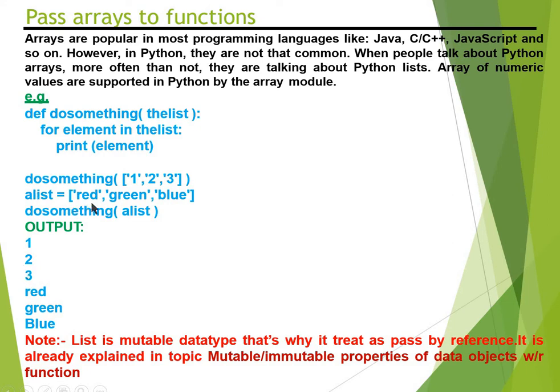Then list is equal to red, green, blue. Another list we have assigned, and then calling the same function, red, green and blue will be printed. So list is a mutable type. That's why it is treated as pass by reference. We have already seen the properties of mutable and immutable data types. So when we talk about arrays in Python, you should think about lists.